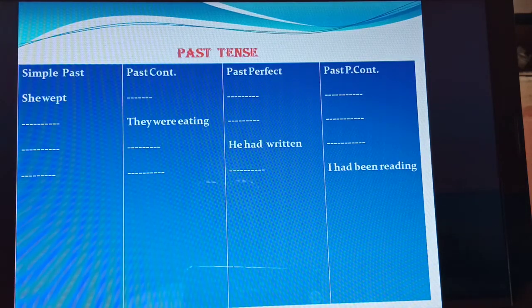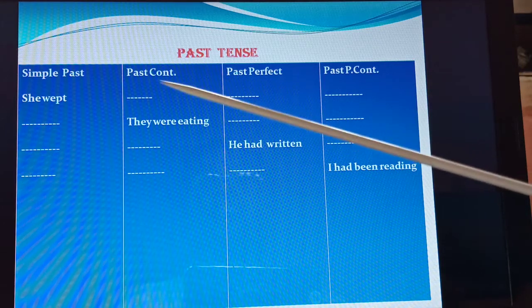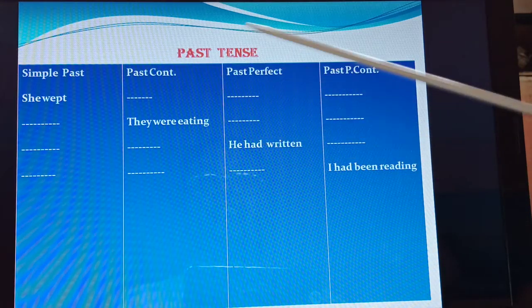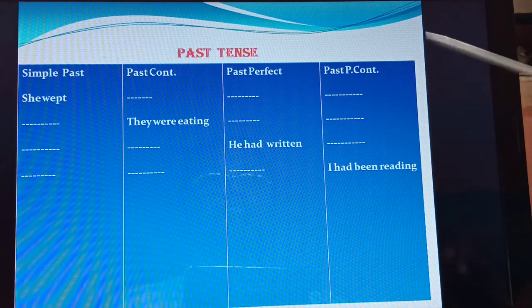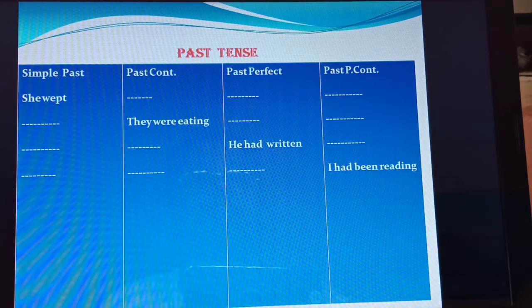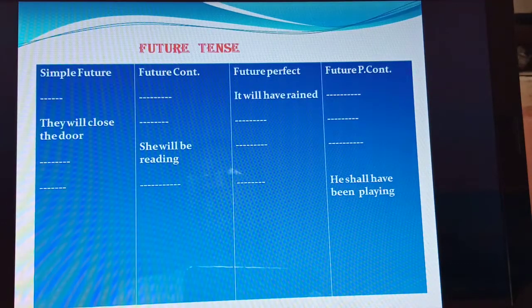Next is your past tense. Same thing. You see, I have given here she wept, simple past. They were eating, past continuous. He had written is a past perfect. I had been reading is the past perfect continuous. So you will have to fill the blanks. Okay, 3 forms you have to find out. Same thing with the future tense also.